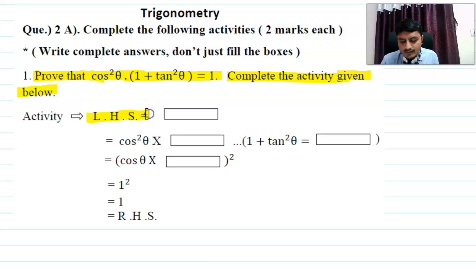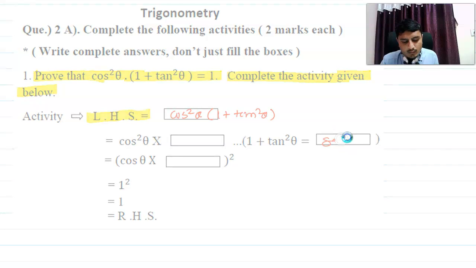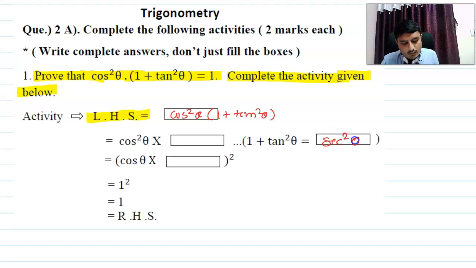We have the LHS in the form cos square of theta into 1 plus tan square of theta. Now as per the well known trigonometric identity, 1 plus tan square of theta is equal to sec square of theta. So we are getting cos square of theta into sec square of theta. Now taking the square as common, we are getting cos of theta into sec of theta, the whole square.